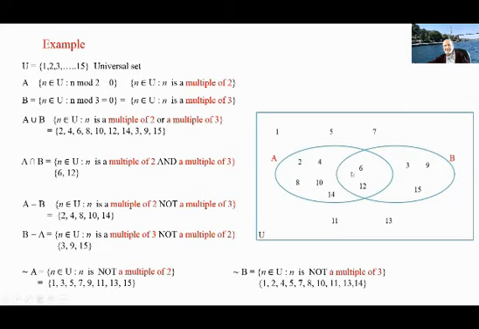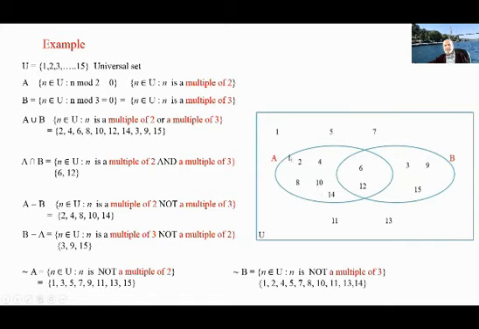Intersection is 6, 12. That means n such that n is at the same time a multiple of 2 and a multiple of 3. Here we go. What's A minus B is this piece here. That means multiple of 2 but not multiple of 3: 2, 4, 8, 10, 14. 3, 9, 15 is B minus A, multiples of 3, not multiples of 2.